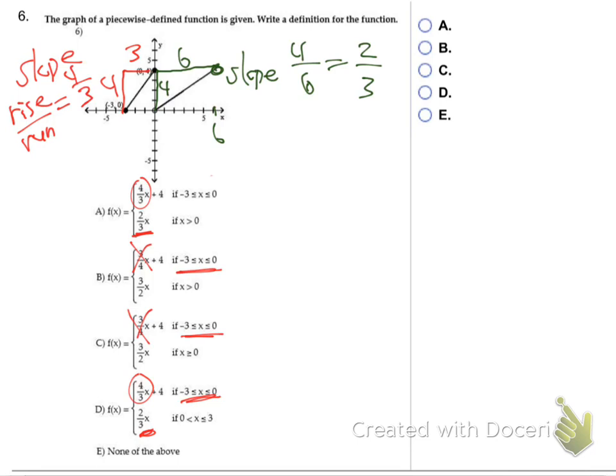What's the only difference between A and D? X is less than 0. Those pieces, huh? It's the only difference. Which one's right? Does x only go to +3? No. Does he stop here at +3? Does the graph come to a screeching halt right there? No way. No way. A it is.